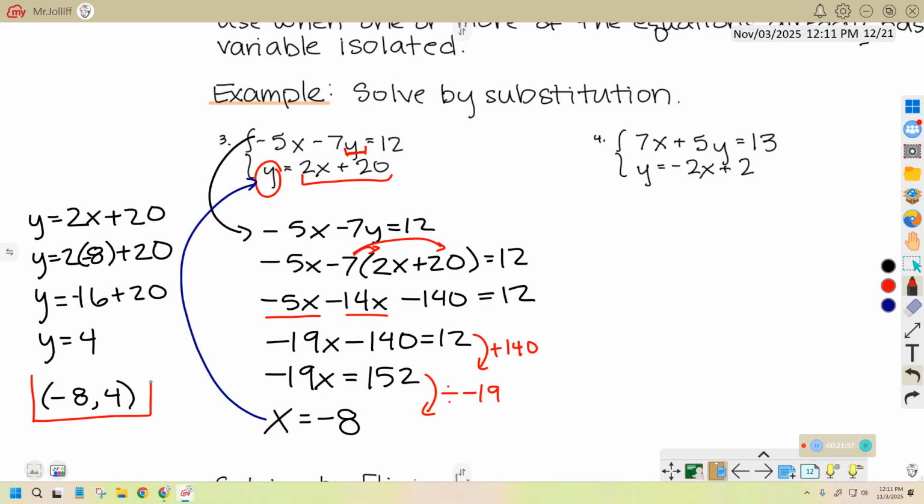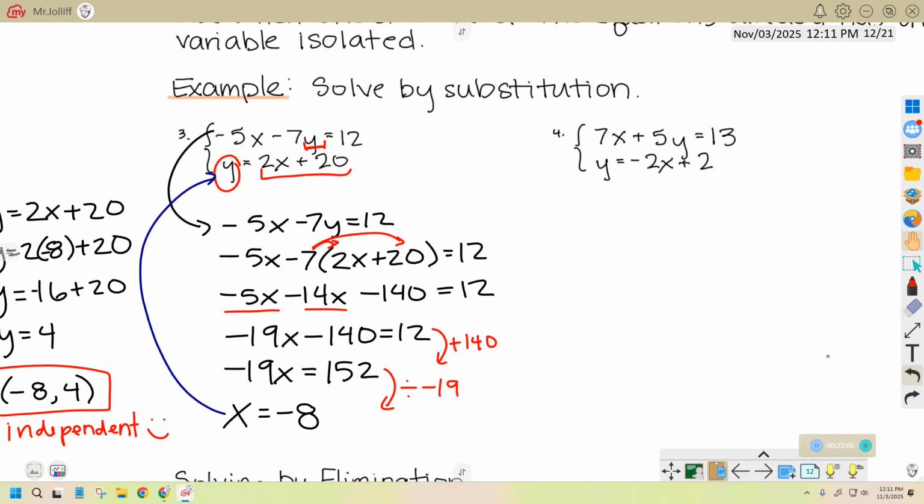And since I got one single point, my system is independent, inconsistent, or dependent? Independent. Very good. Happy face. Okay. Move sideways. The next one.